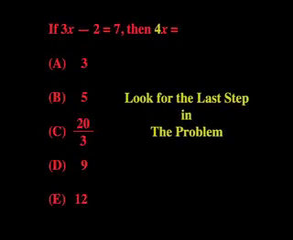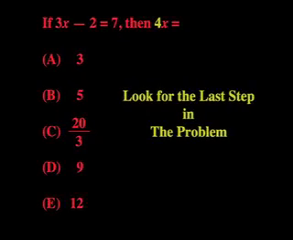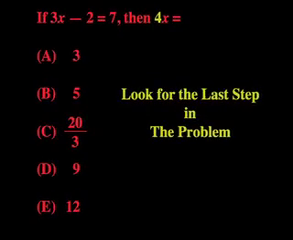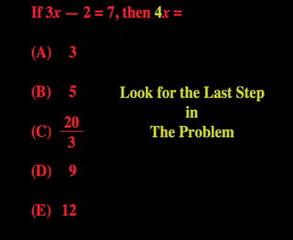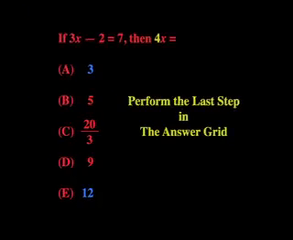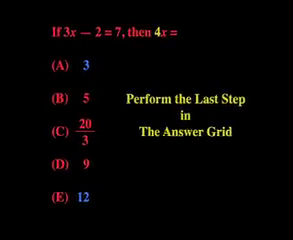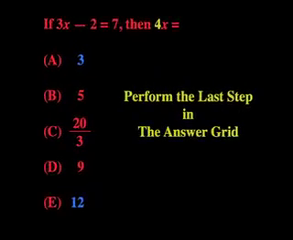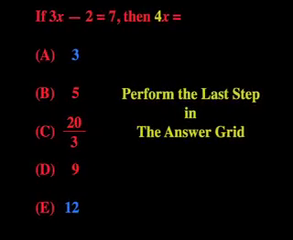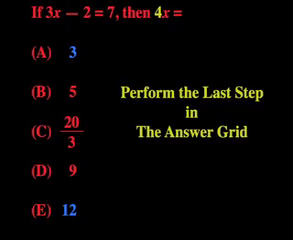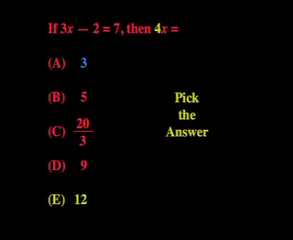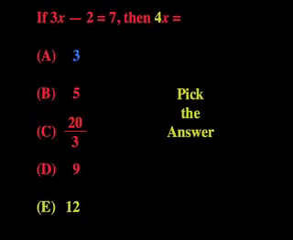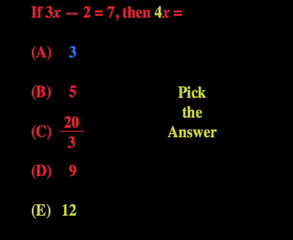Rather than waste our time and run the risk that we're going to find one of those little mistakes on our way to the answer, we look for the last step in the problem first. In this case, it was multiply by 4. Then we perform the last step in the answer grid. So we take 3, multiply it by 4, and we have 12. Then we pick the answer that is 4 times another answer, and we pick E, which is 12.